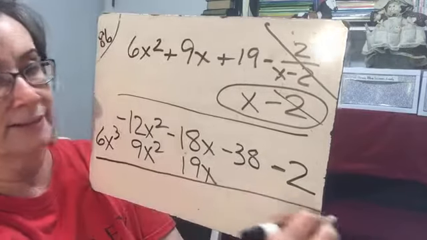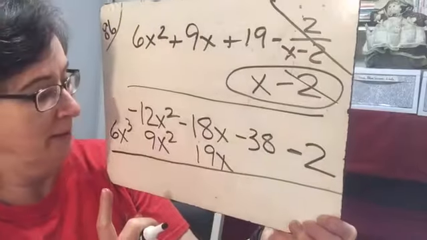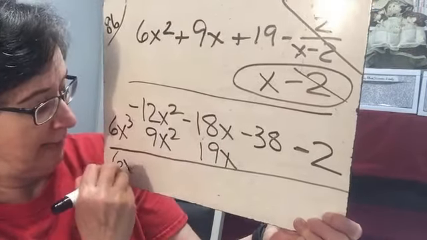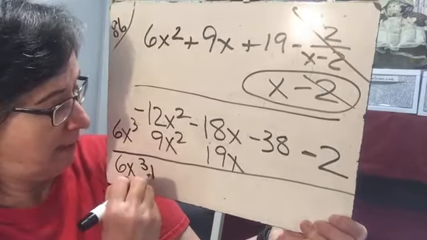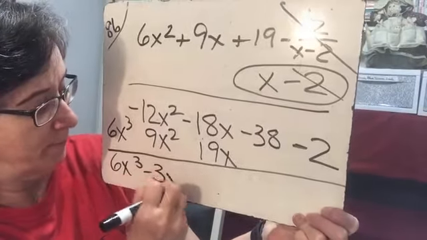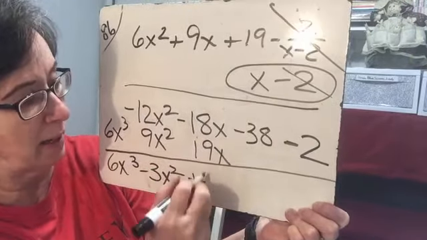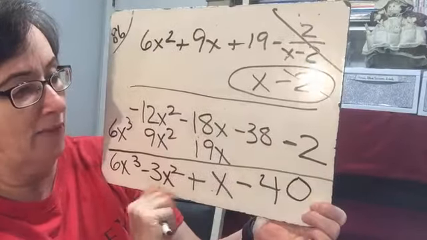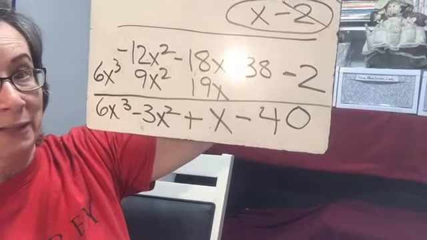So now, let's put it all together and see if we get back to our original polynomial. So, here we go. 6x cubed has nothing to add to. Negative 12x squared and a 9x squared is a negative 3x squared. And then a negative 18x and a positive 19x is a positive x minus a 40. And that should have been my original polynomial.